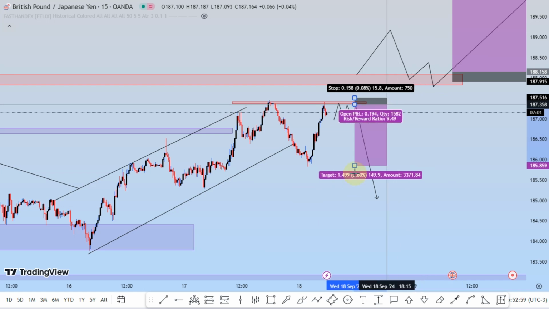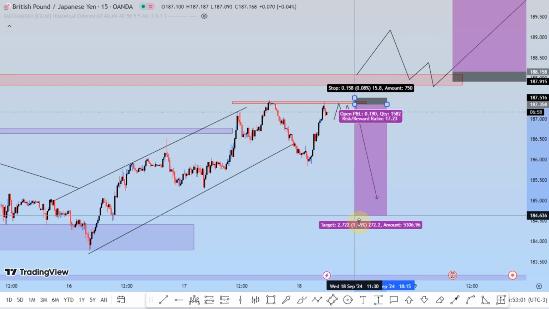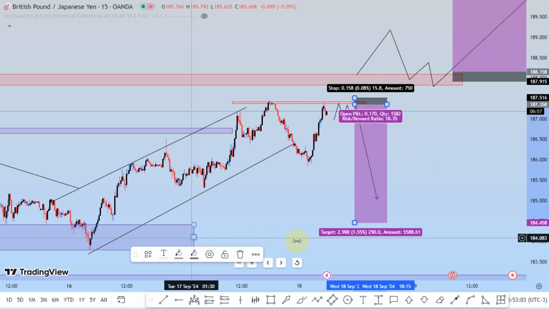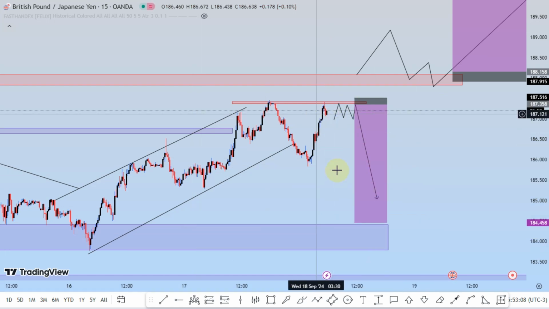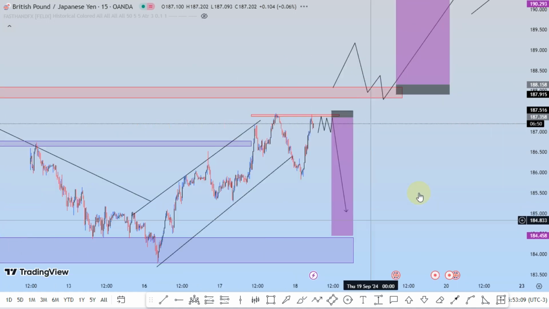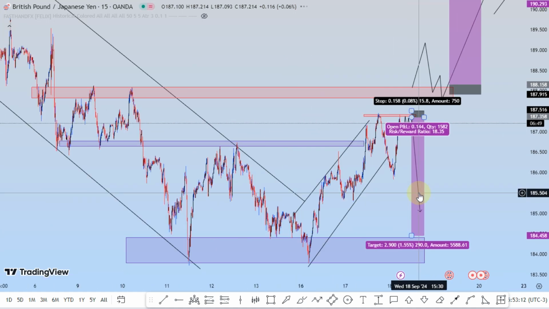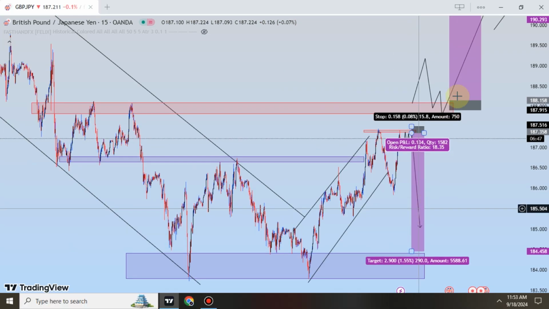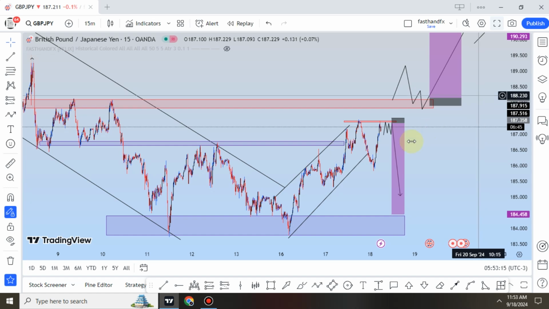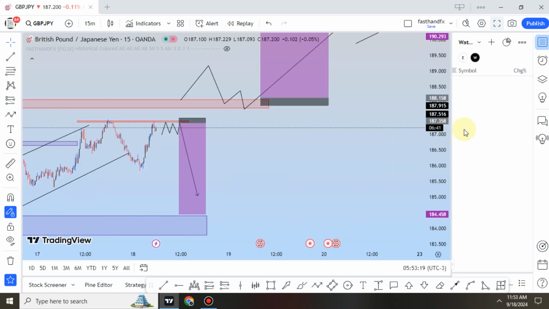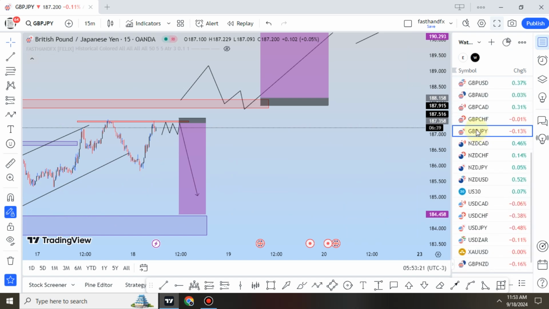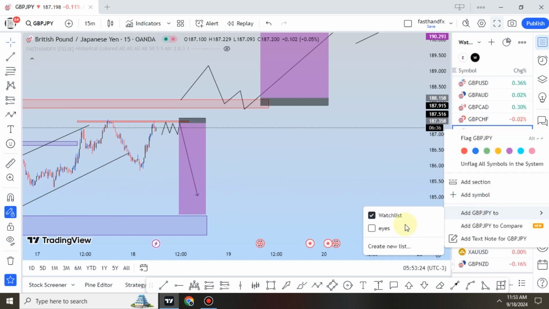But I think this will be a good one though, right there, right? If we get a confirmation right here, and if we don't, we stay away. So that's it. Let me just add this also to my watch list. Where are you, GJ? Come here. Right there.